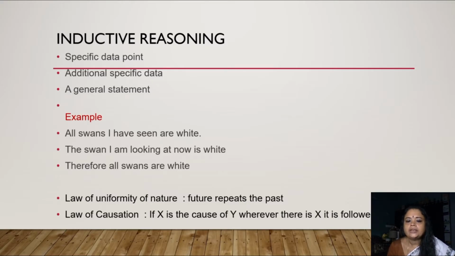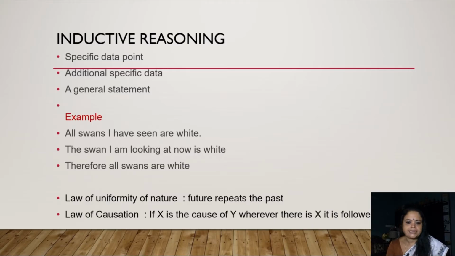So, you have specific data, additional specific data that the person has looked into, that is, the swan that he is looking at now is white. Therefore, all swans are white. So inductive reasoning actually follows two laws. One is called the law of uniformity of nature. That is, the future is repeating the past. So whatever past data you have, that is actually a precedence of the future.